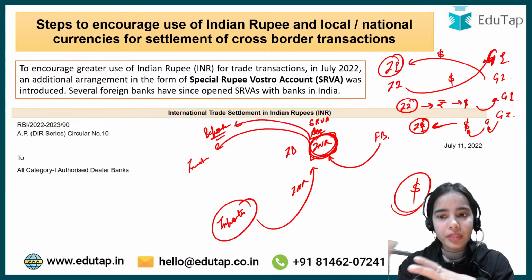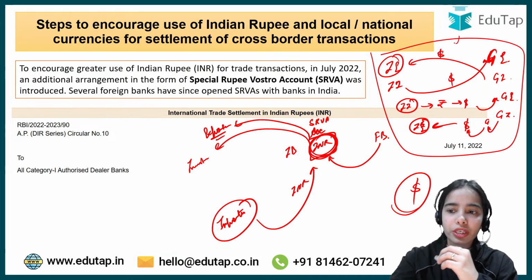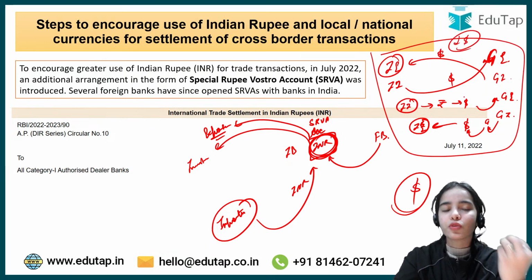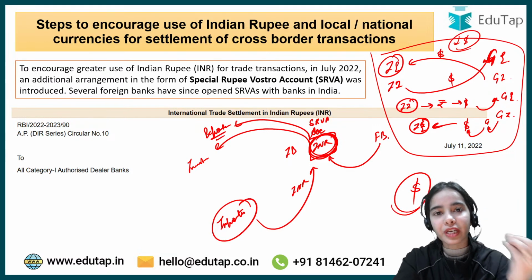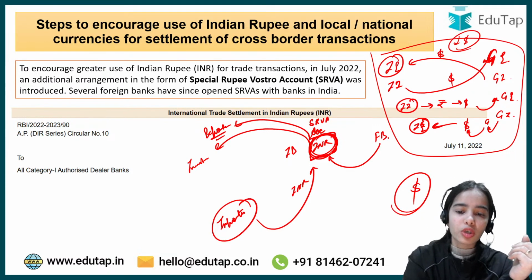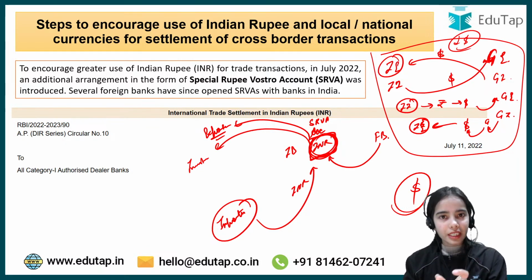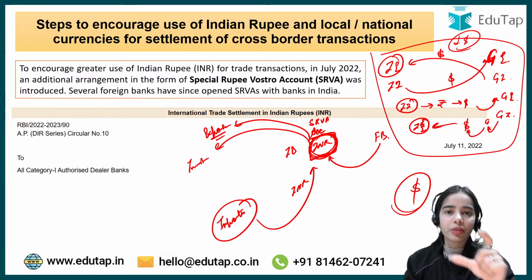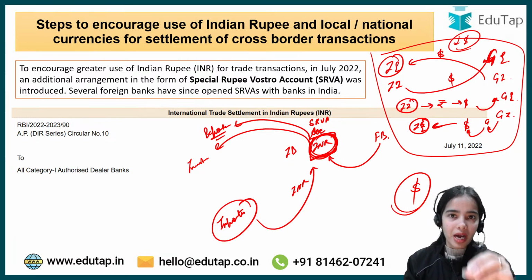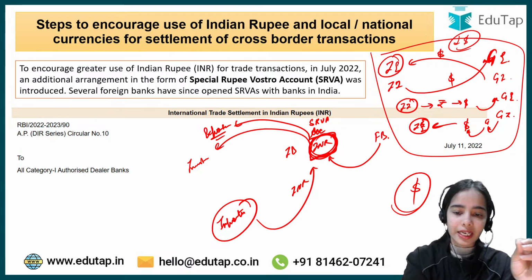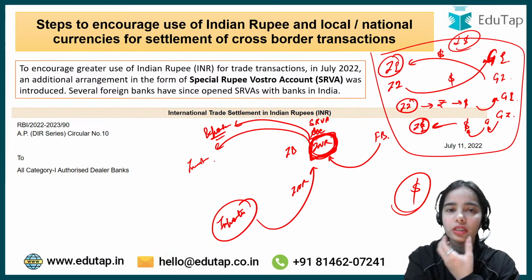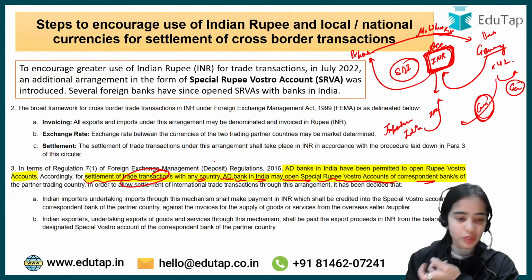So to stop this conversion, this process, and to reduce the usage of dollars, because the dollar is becoming very, very powerful, there was the concept of the special rupee Vostro account, where foreign banks can open their account in an Indian bank, and the INR kept in this account can be used to pay the exporters or to do investment in India. Okay, so this was the idea.